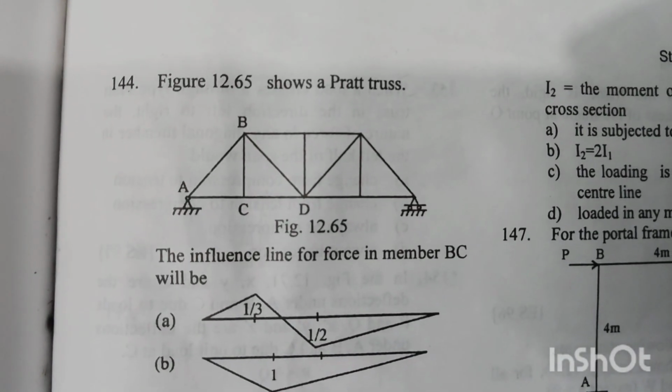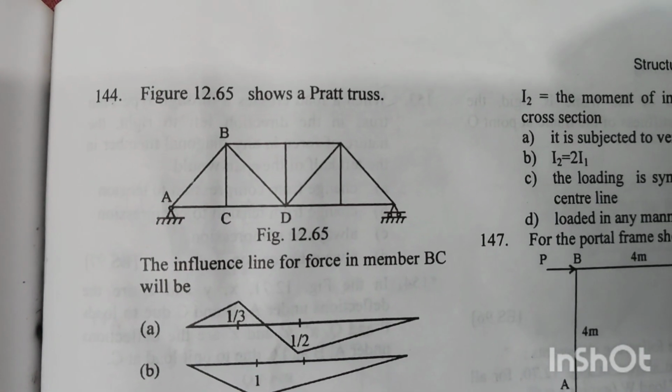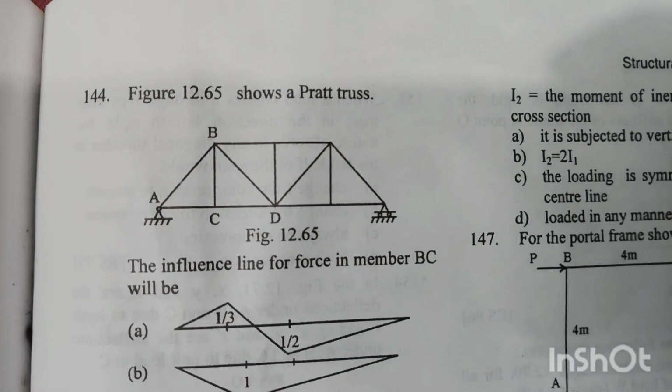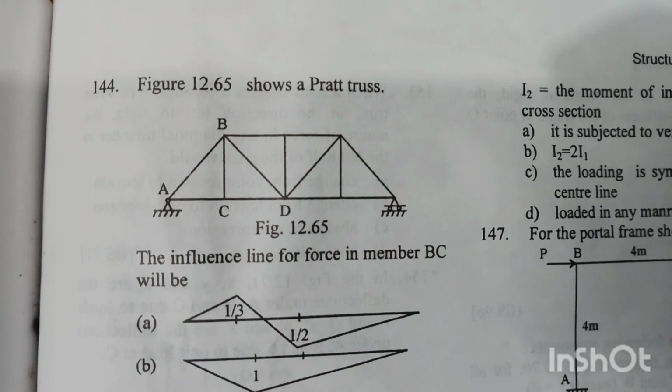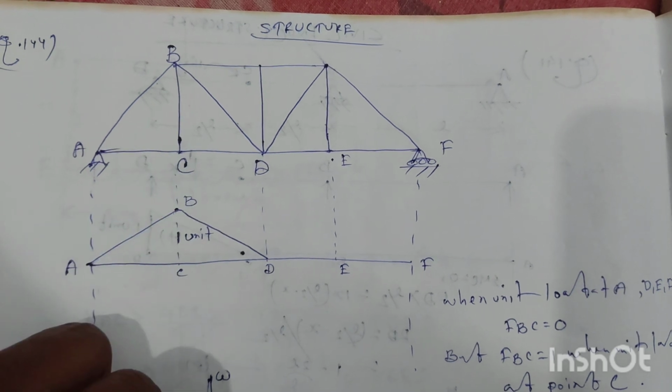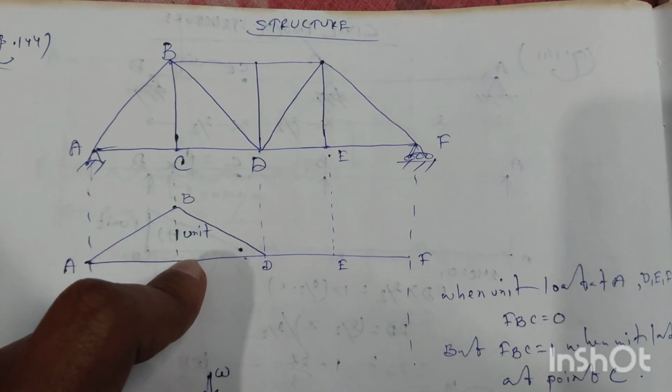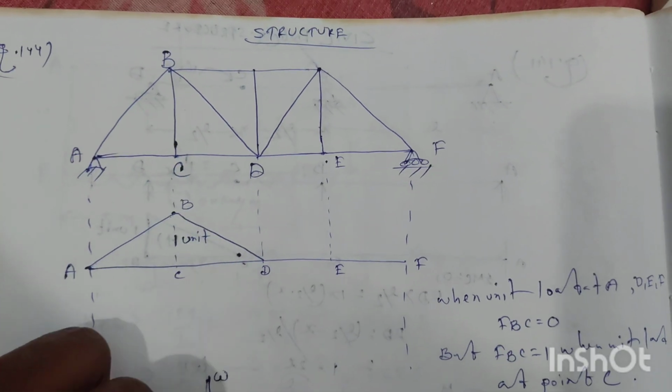Question number 144. Figure 12.65 shows a Pratt truss. The influence line for force in member BC will be. So for this Pratt truss, we have to determine the influence line diagram for the force in the member BC, the vertical member BC.